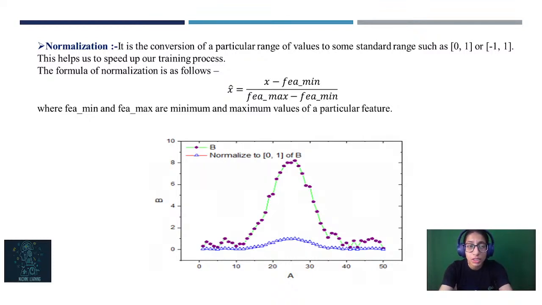Okay, so in machine learning, normalization is the process of translating the data into the range of 0 to 1 or minus 1 to 1. It is just scaling the values to some standard range. It also helps us to speed up the training process. Basically, it is a simple transformation of the data.